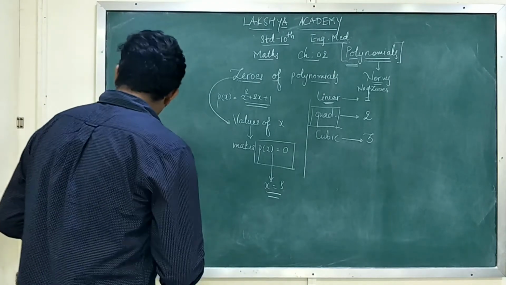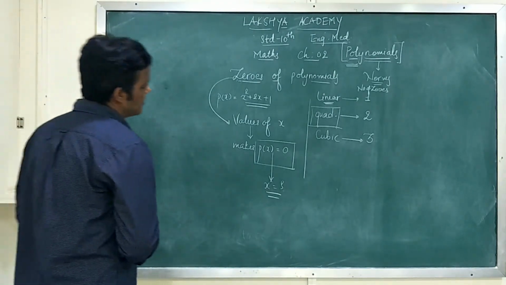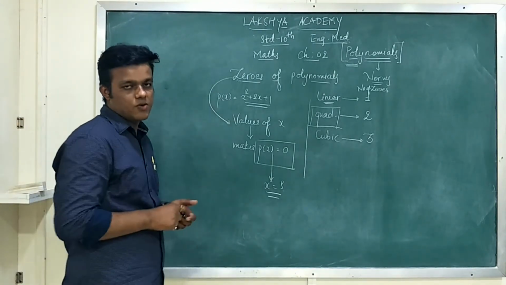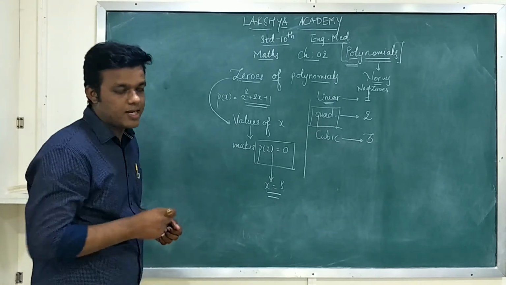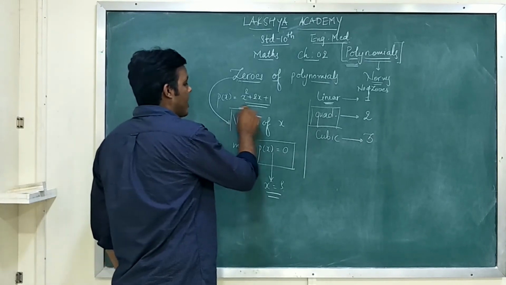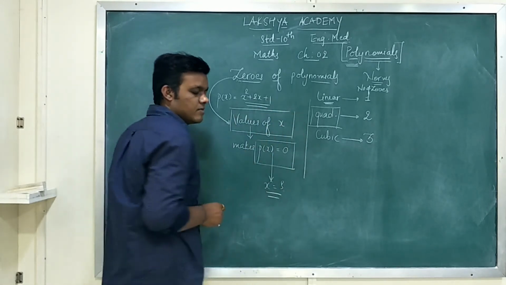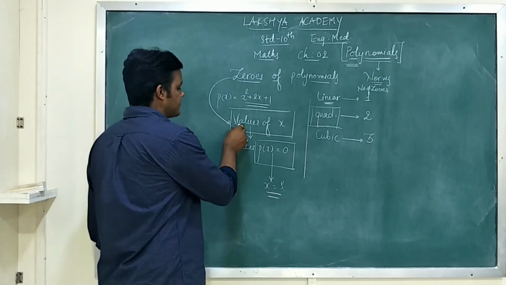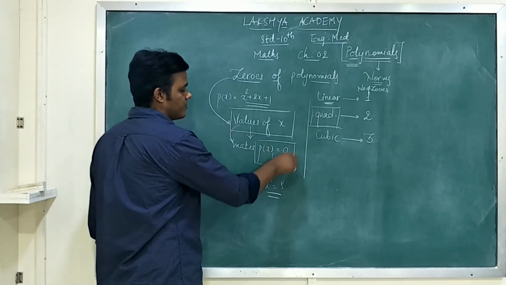Right, now after understanding the concept of zeros or the meaning of zeros, let me repeat it again. Zeros are the values of x which make the polynomial 0.